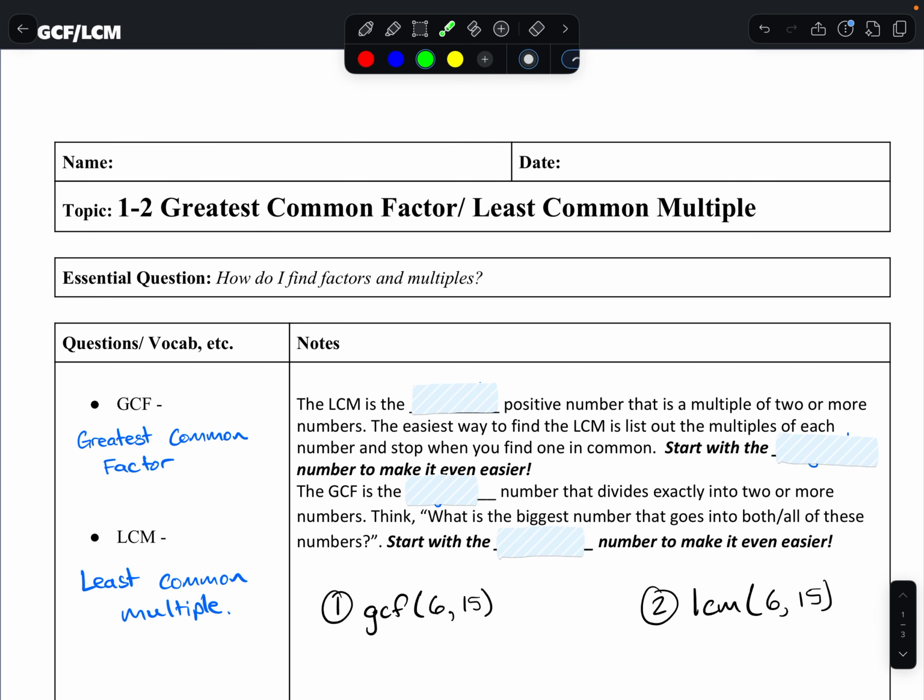We're going to talk about GCFs and LCMs. That stands for greatest common factor. Go ahead and write that here. And least common multiple. Go ahead and write that here.